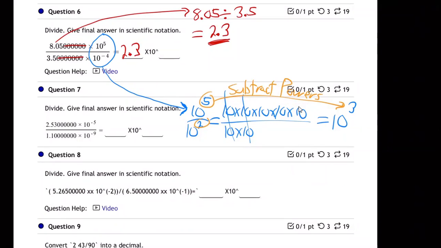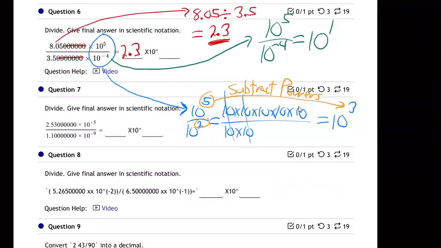So let's do it. Are you ready? We've got 10 to the 5th over 10 to the minus 4. Subtract the powers, what do we get? 10 to the 1. Is that good? 5 minus 4. Subtract those powers.